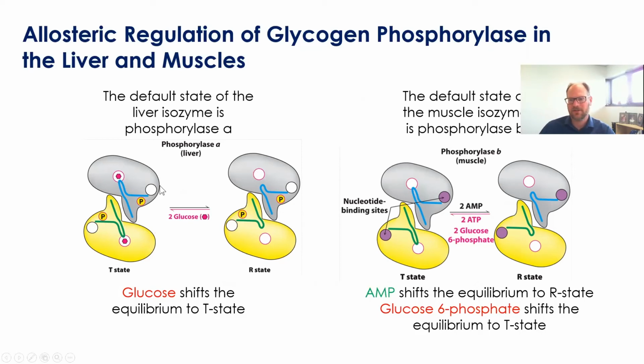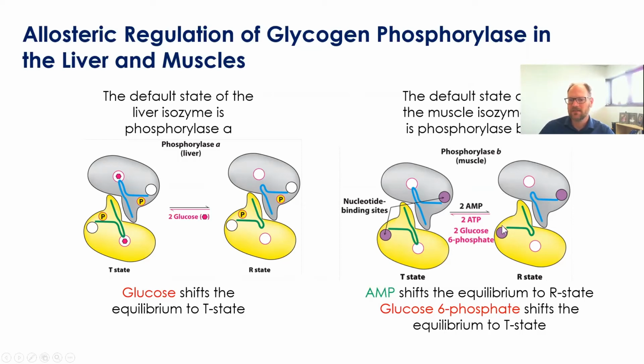So having extra glucose around tends to encourage the enzyme to stay in its inactive form. And similarly, in the muscle, which is normally in its phosphorylase B form, the binding of nucleotides will shift it between the T and the R state, with AMP shifting it towards the R or active state, and ATP or glucose 6-phosphate shifting it towards the T or inactive state.